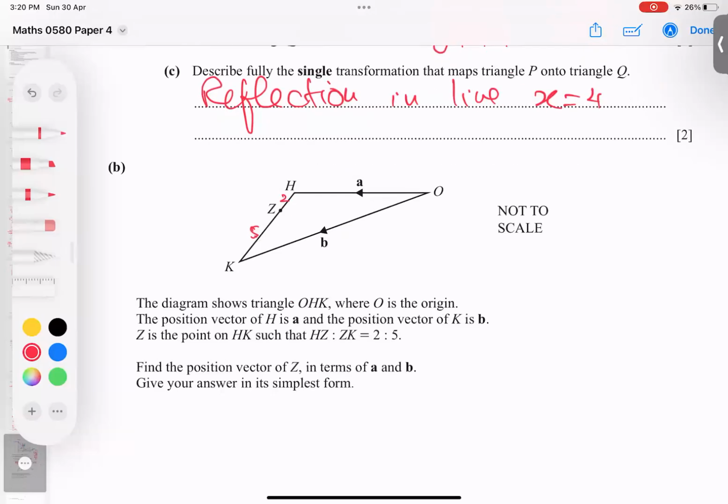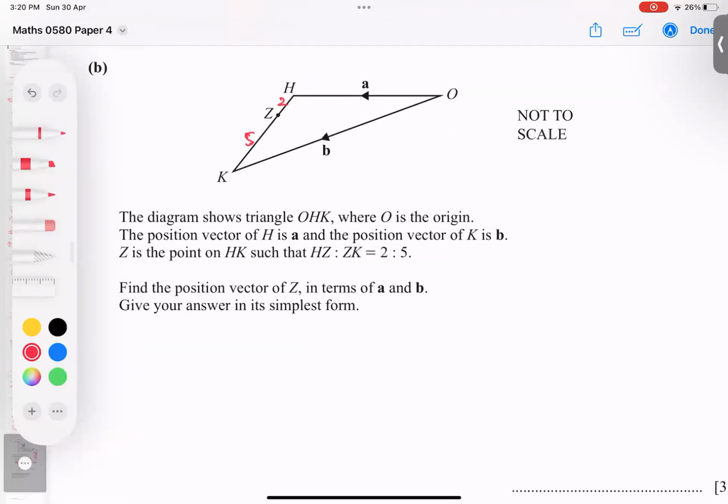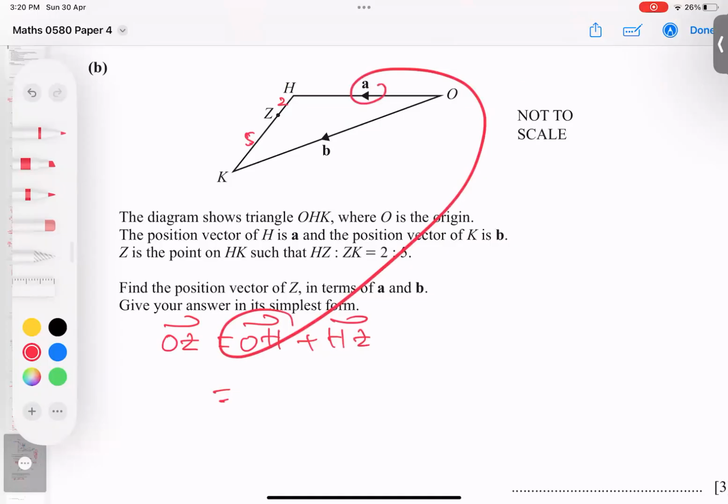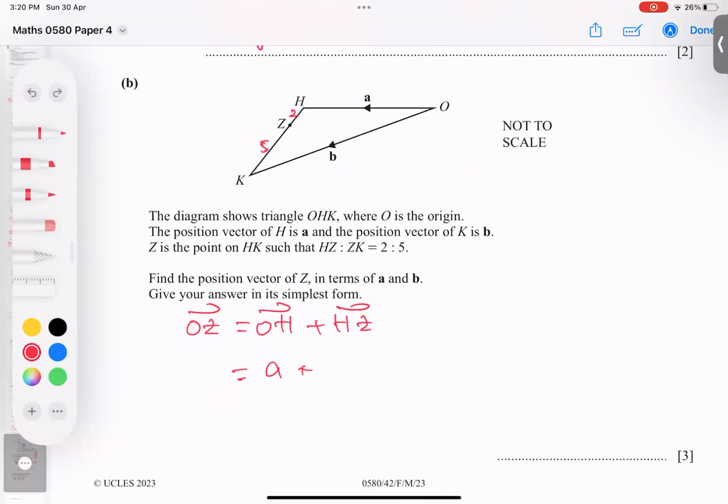Before that, you should know the best technique: first of all, make a plan. Position vector of Z is my target. So OZ is the target. O to H, H to Z is the plan of action. O to H is very clear, a. Now HZ we are looking for the best way. So write V for vector, or write two titles, vector and ratio. I can tell directly even, but it is better to show working.